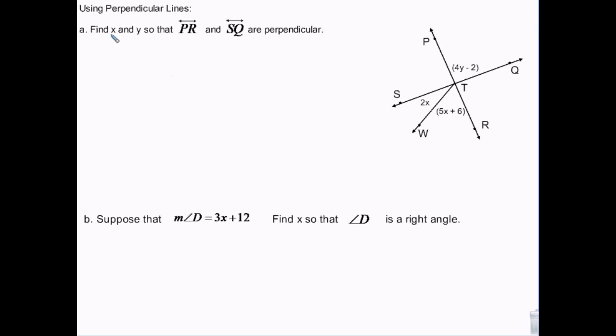We want to find X and Y so that PR and SQ are perpendicular. So we're looking to make this line perpendicular to this line, SQ. Okay, which would make this a right angle and this a right angle.